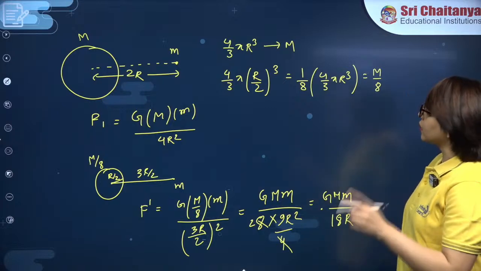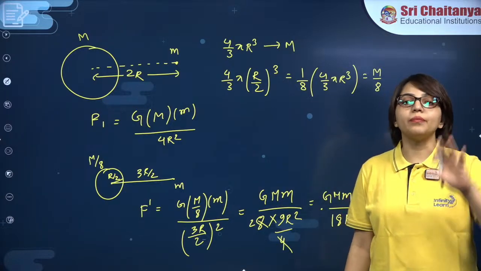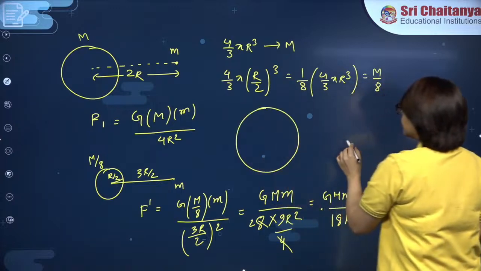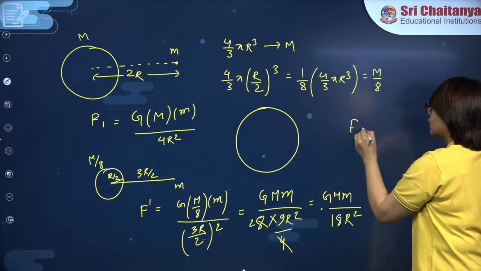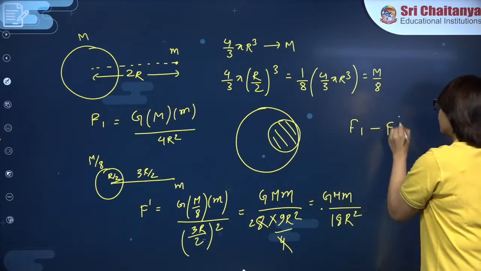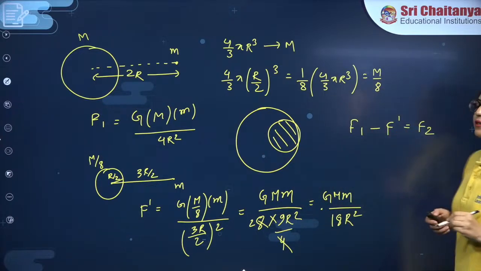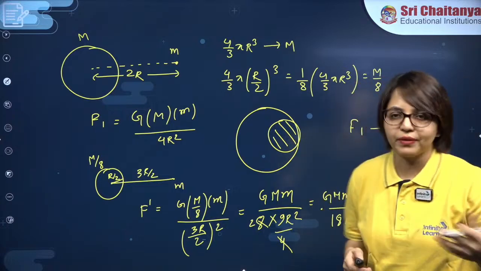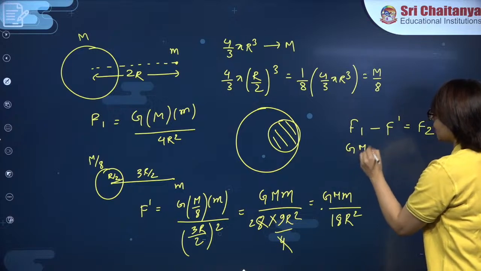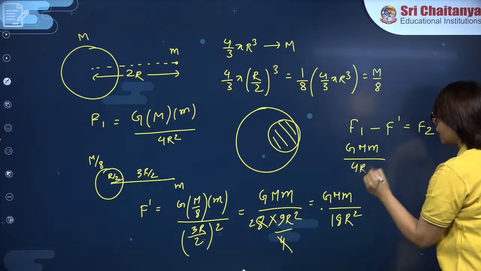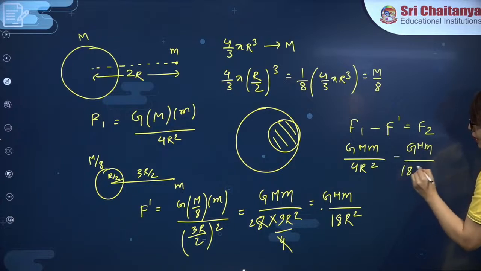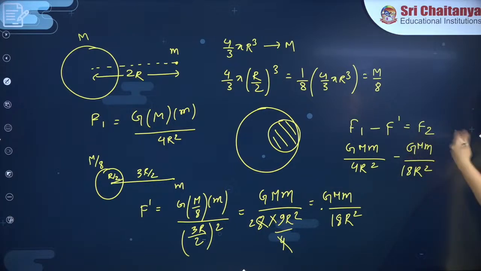So what will be the total force exerted by the remaining portion? You can do it like this. Total force exerted by the complete portion minus total force exerted by the removed portion will give you the total force exerted by the remaining portion. That is how you can do it. So F1 is G mm divided by 4r square minus F dash, which is G mm divided by 18r square. That will be your F2.